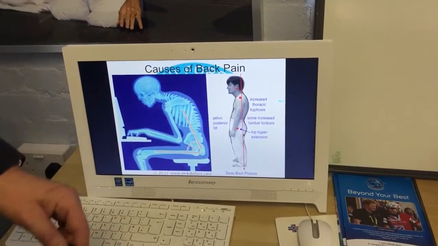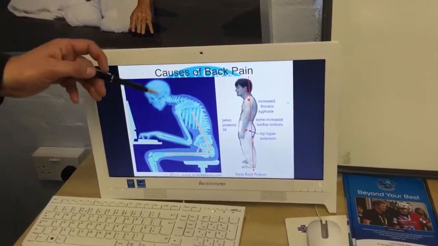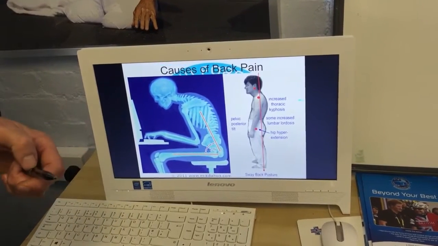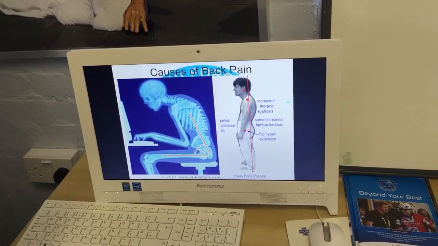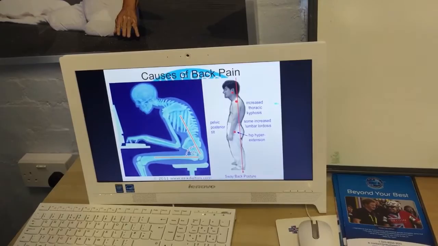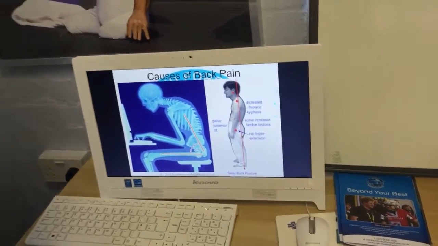Now, the reason that's significant is because if somebody has poor posture, it's going to put a lot of stress and strain on their ligaments. So if I just get Edith to step back a moment.